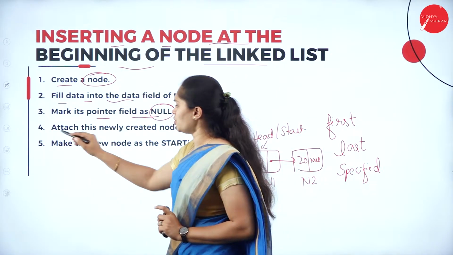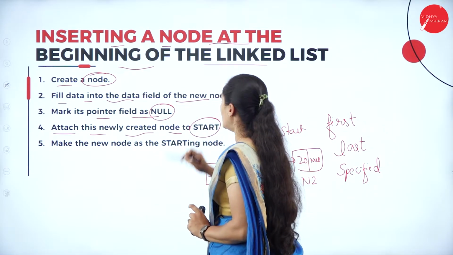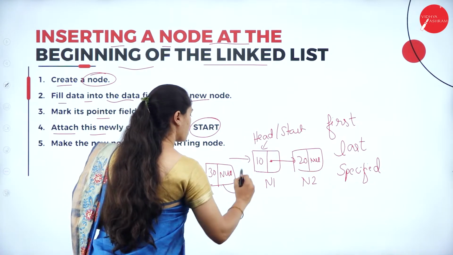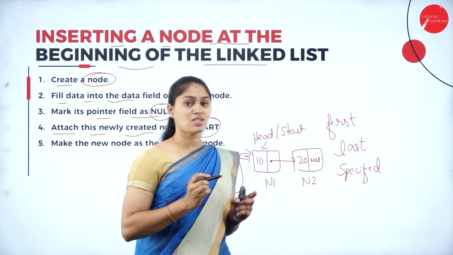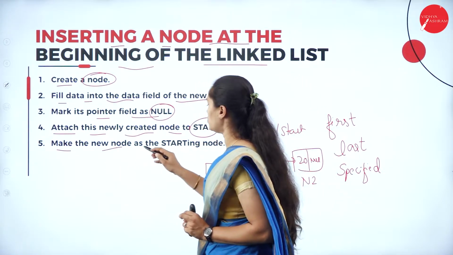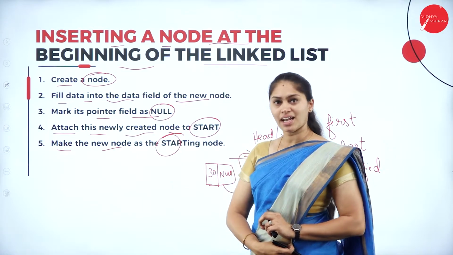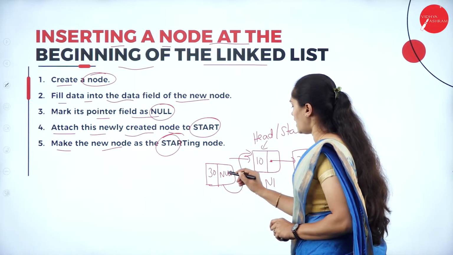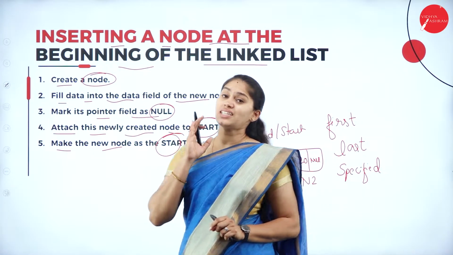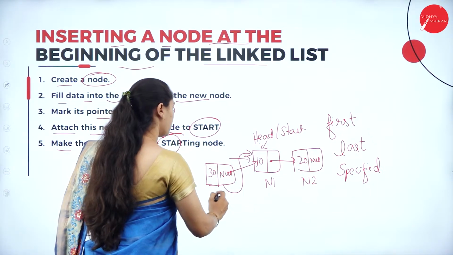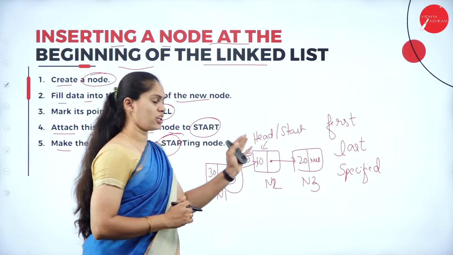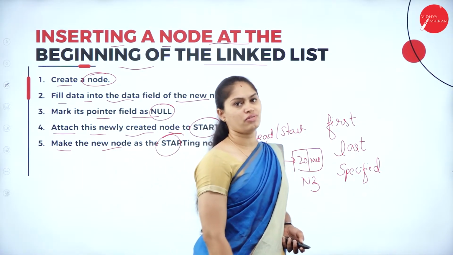After that, what am I supposed to do? Attach this newly created node to start. I need to attach this newly created node to the start. So, here it will be attached. That means we are attaching a new node to the starting node and making the new node the starting node. If I am making it the starting node, then it is going to hold the address of the head or start. That means it will hold the address of the existing first node. So, as of now, it will be the first node, this will be the second node, this will be node number 3. This is how we insert a node at the beginning of a linked list.